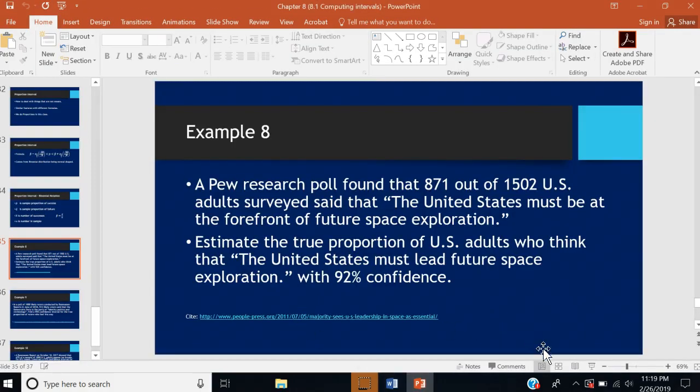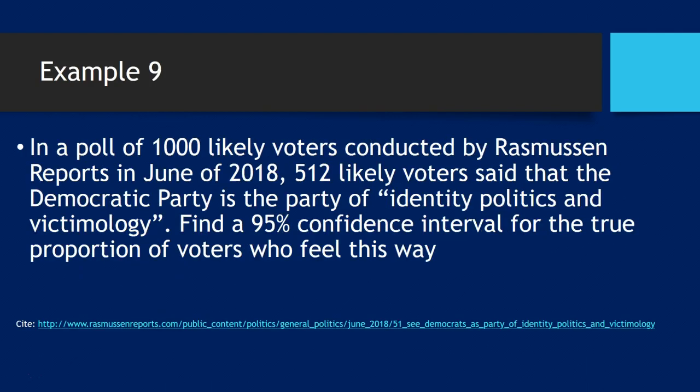So let's take a look at the next poll that was done. I believe this one was done by Rasmussen. I want you to go ahead and try to do this problem and then interpret what that means. All right, hopefully you did that. Again, we're going to go to the one prop z interval. This time, when we go there, my x value is going to be 512, and my n is going to be 1,000. So 512 out of 1,000 likely voters. The confidence level is 95% or 0.95, and we calculate.